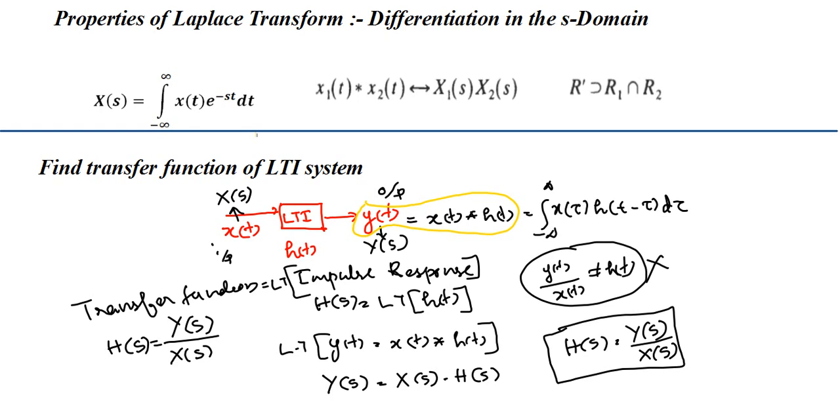This equation is very useful, and if you calculate the inverse Laplace transform of h of s, you will get the impulse response. In this way also we can calculate h of t. So a very important point: y of s by x of s is known as h of s, which is known as the transfer function. Okay, thank you.